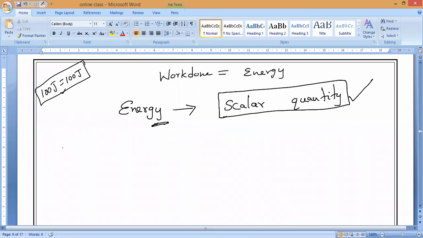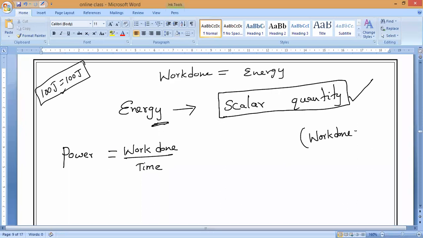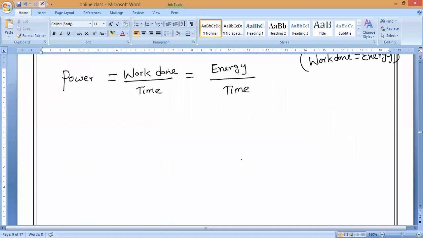Now, what is the power formula? Can anybody say? Power is equal to work done divided by time. Yes or no? Now we know that work done is equal to energy. So in place of work done, can I say the energy possessed by a body? The total work done is equal to the energy possessed by a body. So can I write energy divided by time? Yes or no?